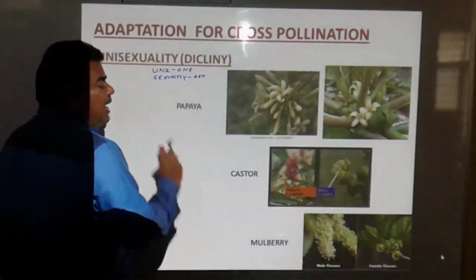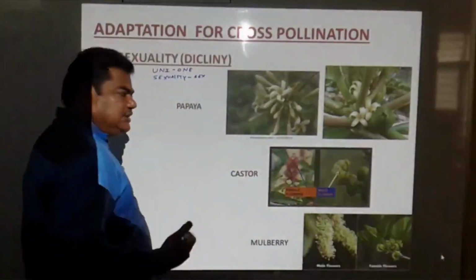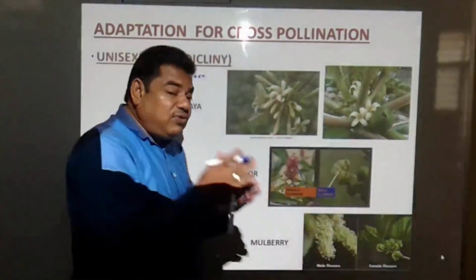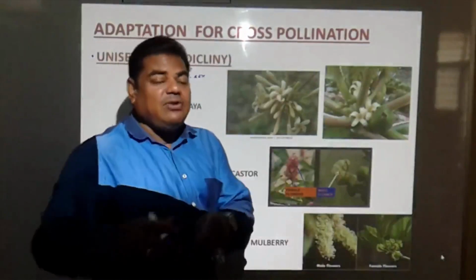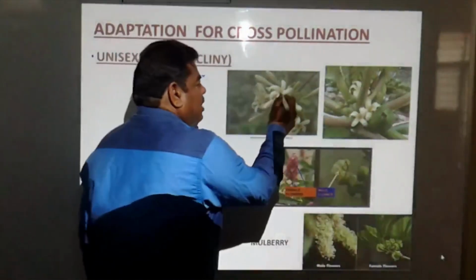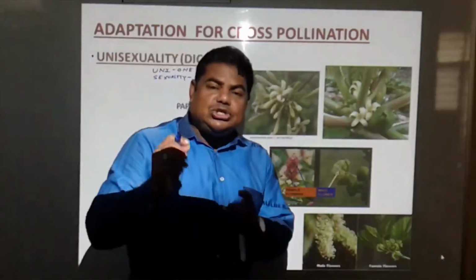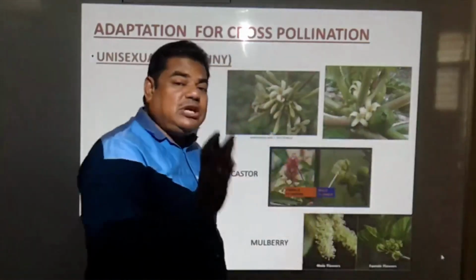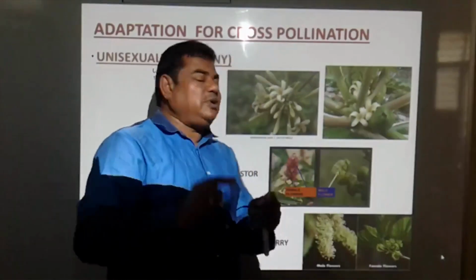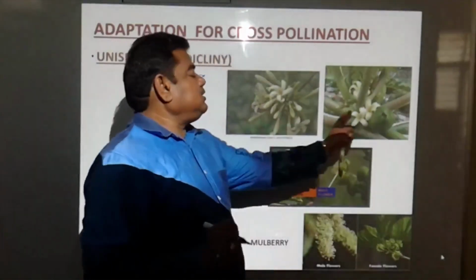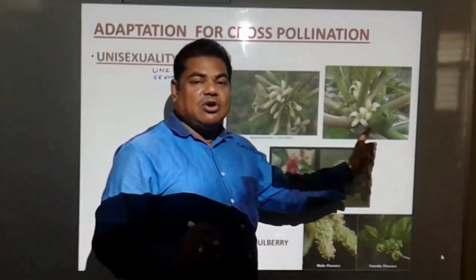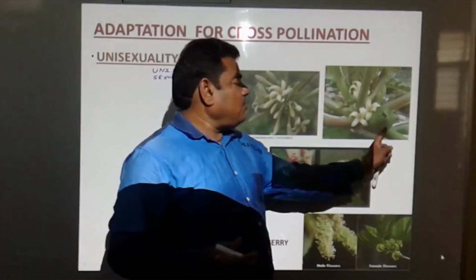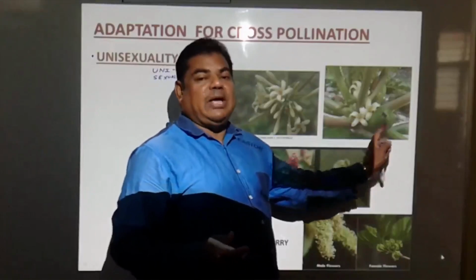In the case of papaya, the male plant is totally separate and the female plant is totally separate. On the male plant, male flowers are there, and on the female plant, female flowers are there. In male plants only androecium is present, and in the female plant only gynoecium is present. It means only one sex is present in the respective flower, in the case of male as well as female. And in a female plant, after fertilization, they form fruits like these, papaya.